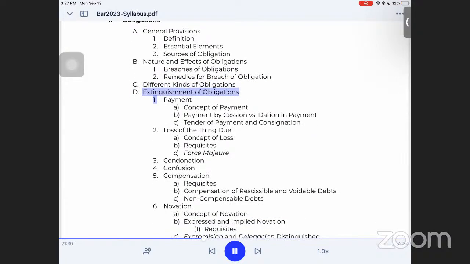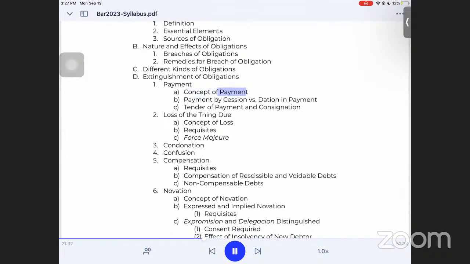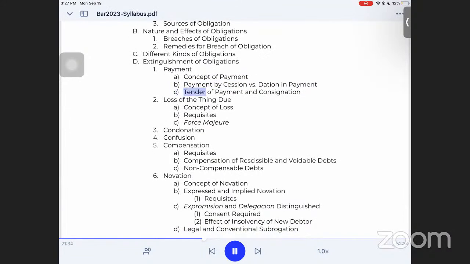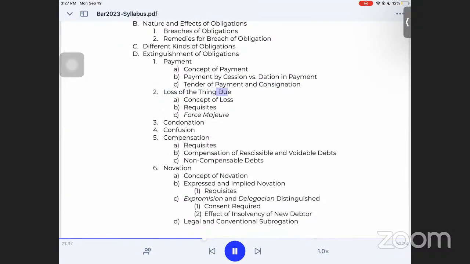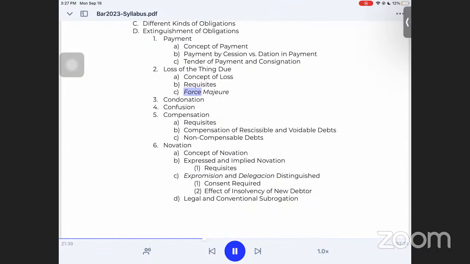D. Extinguishment of obligations. 1. Payment. A. Concept of payment. B. Payment by cession. Dation in payment. C. Tender of payment and consignation. 2. Loss of the thing due. A. Concept of loss. B. Requisites. C. Force majeure. 3.